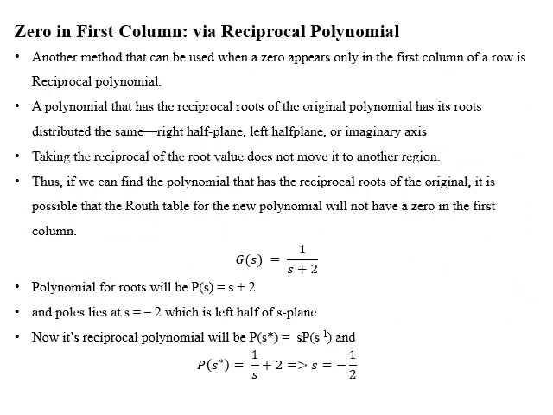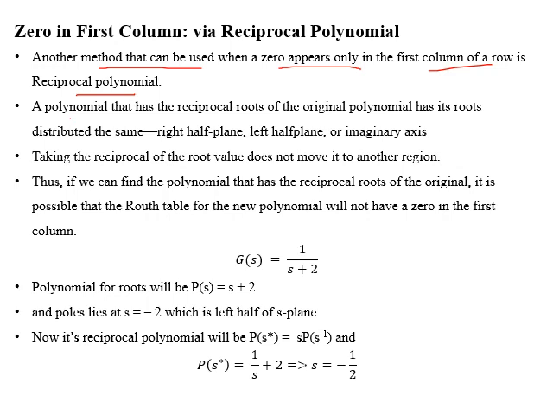Dear students, the second method, or alternate method, to find the stability of a system using the Routh table with 0 in the first column is the reciprocal polynomial.